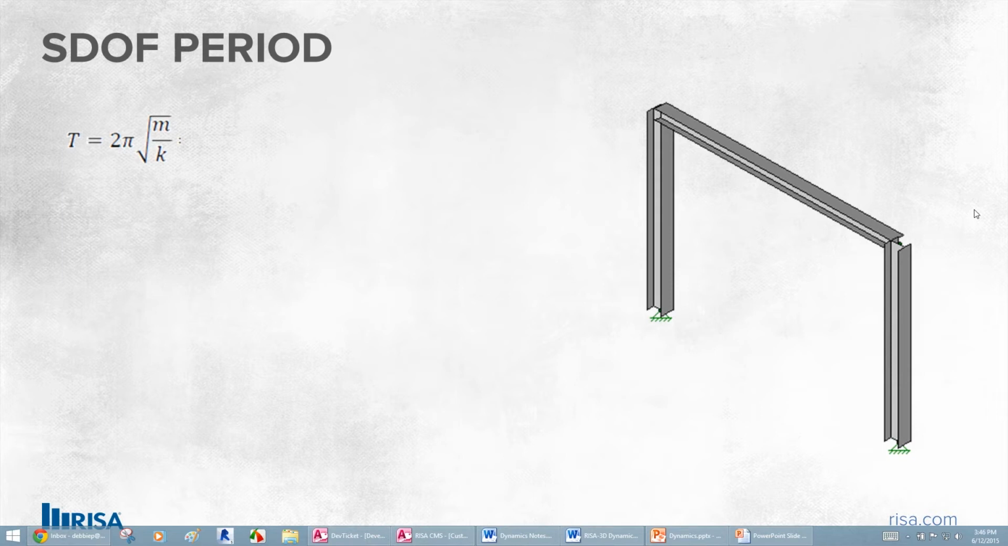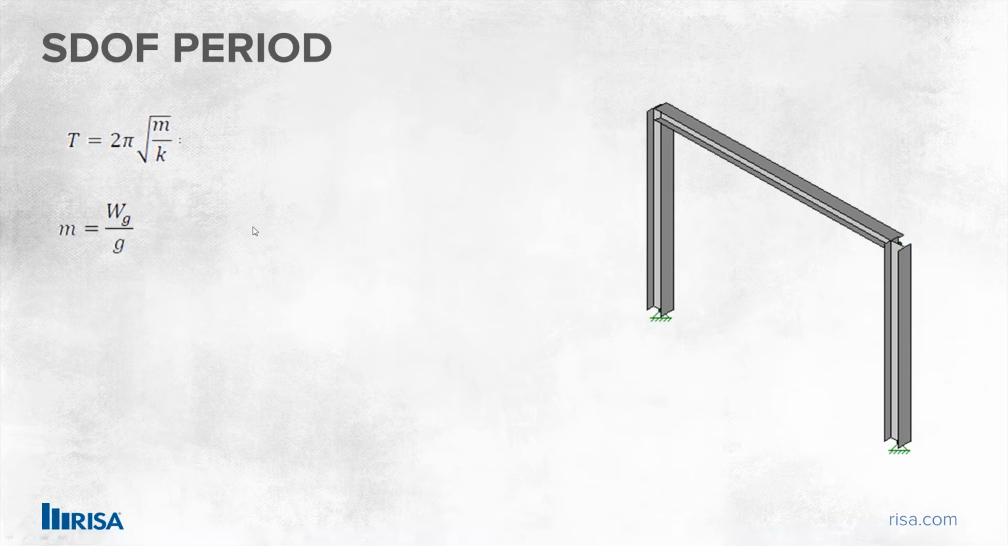T is going to be representing period, M is going to be the mass, and then K is our stiffness. So starting out here, that's just your simple equation. We go forward from there, and we can see what mass is. Mass is going to be represented by the seismic weight of the structure divided by the acceleration of gravity.